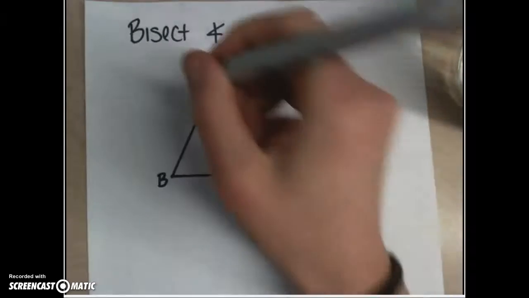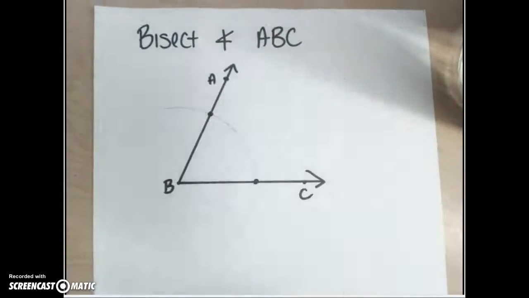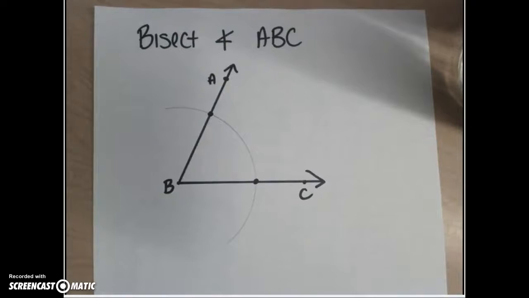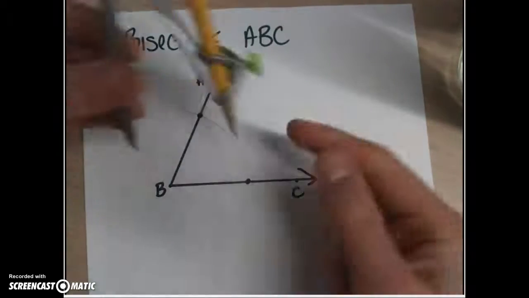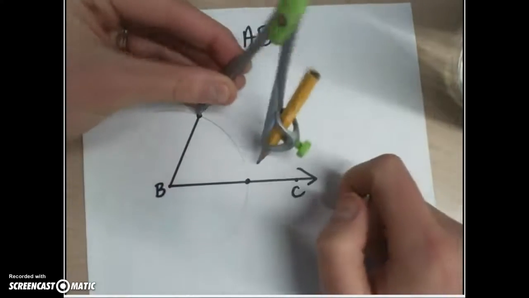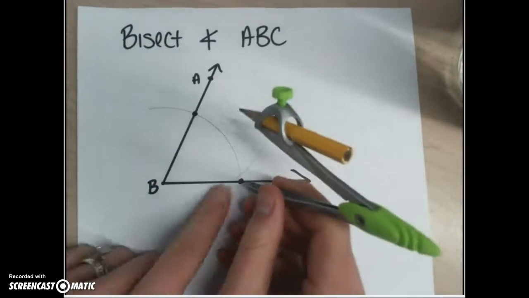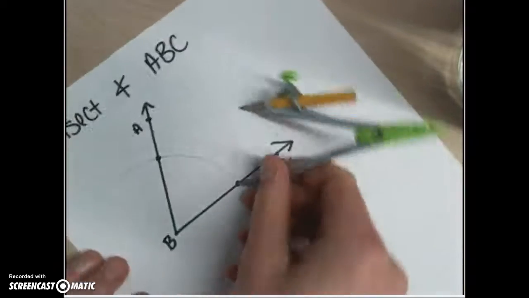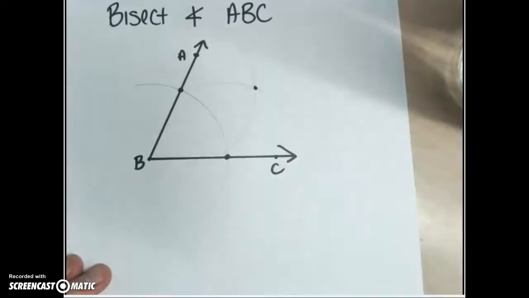From here, what I'm going to do is mark where my arc intercepts my rays. Alright, and these marks are both equidistant from B. Using the same distance on my compass, I'm now going to put my point on this intersection and swing it around. I'll now put my point on this intersection and swing that around. Where they intersect, I'm going to also mark, and let's call that point D.